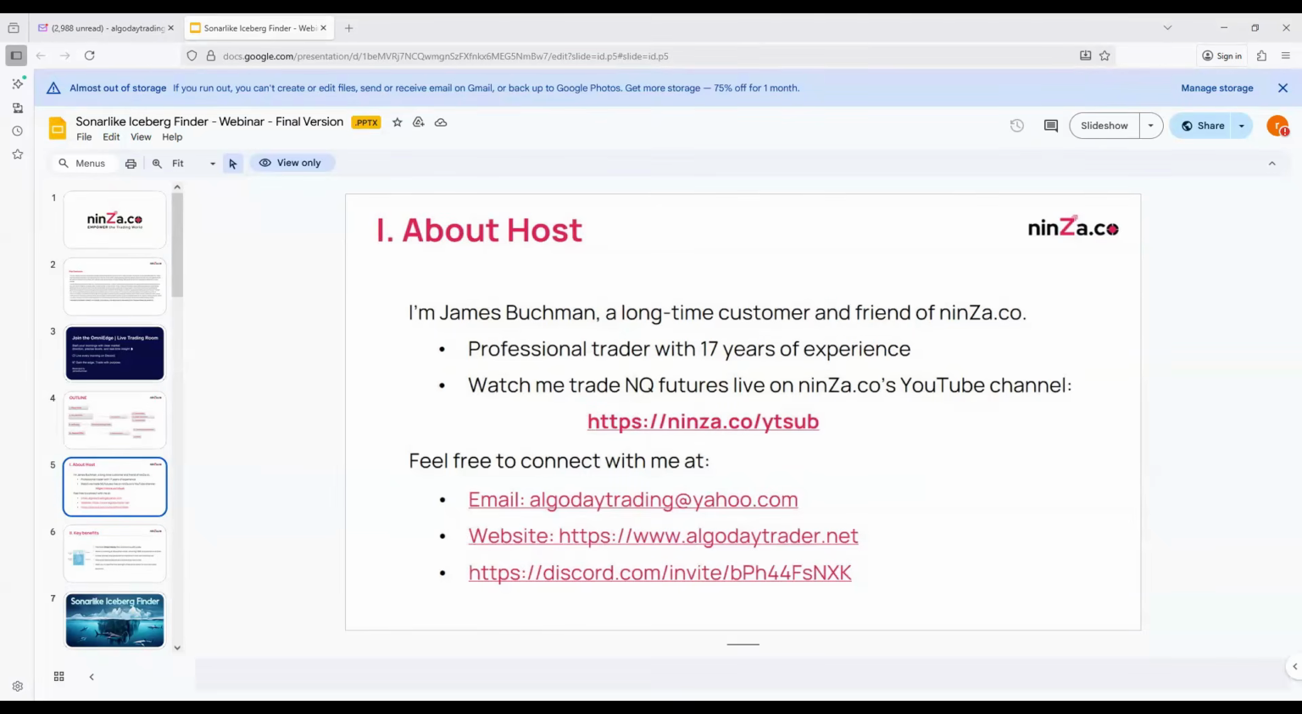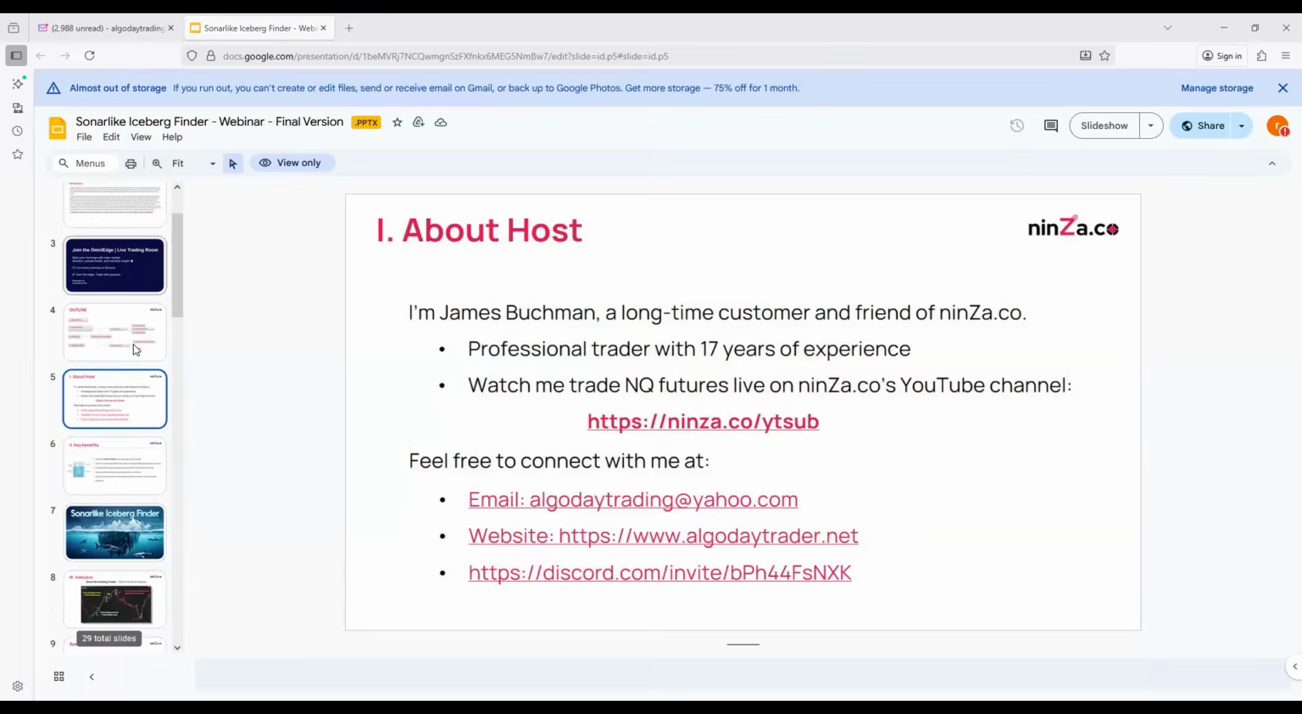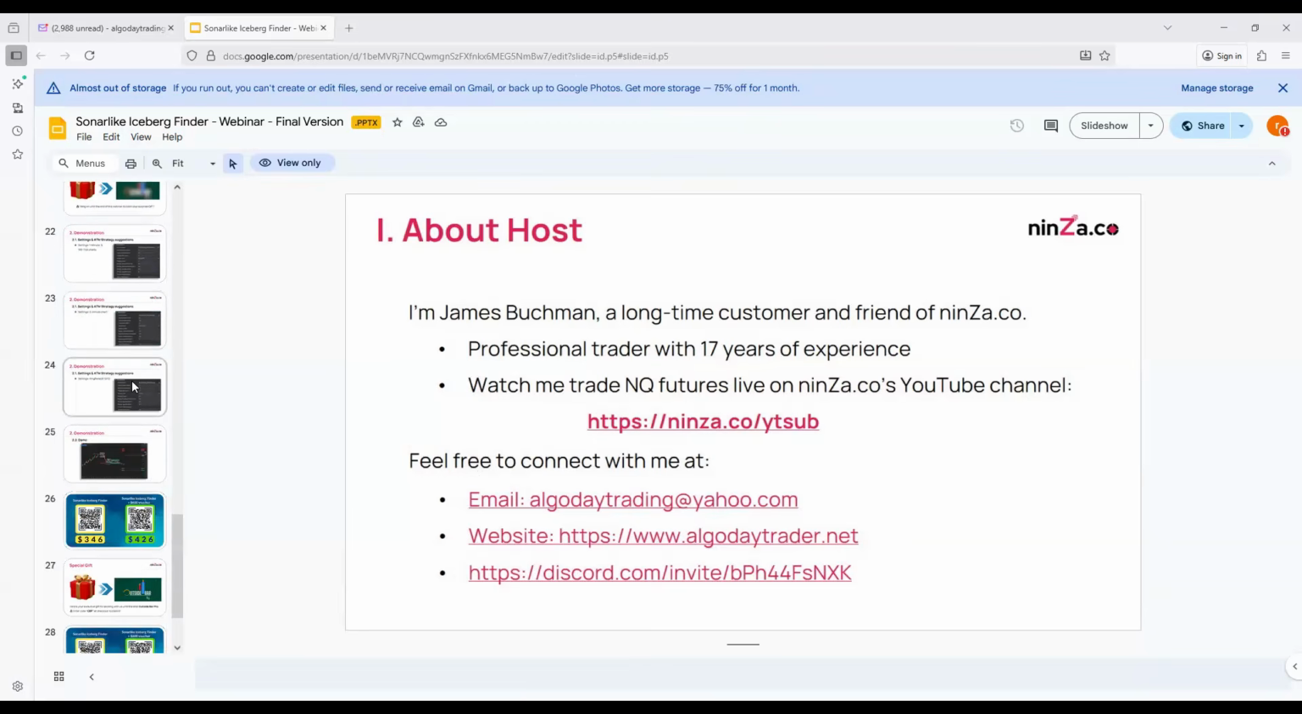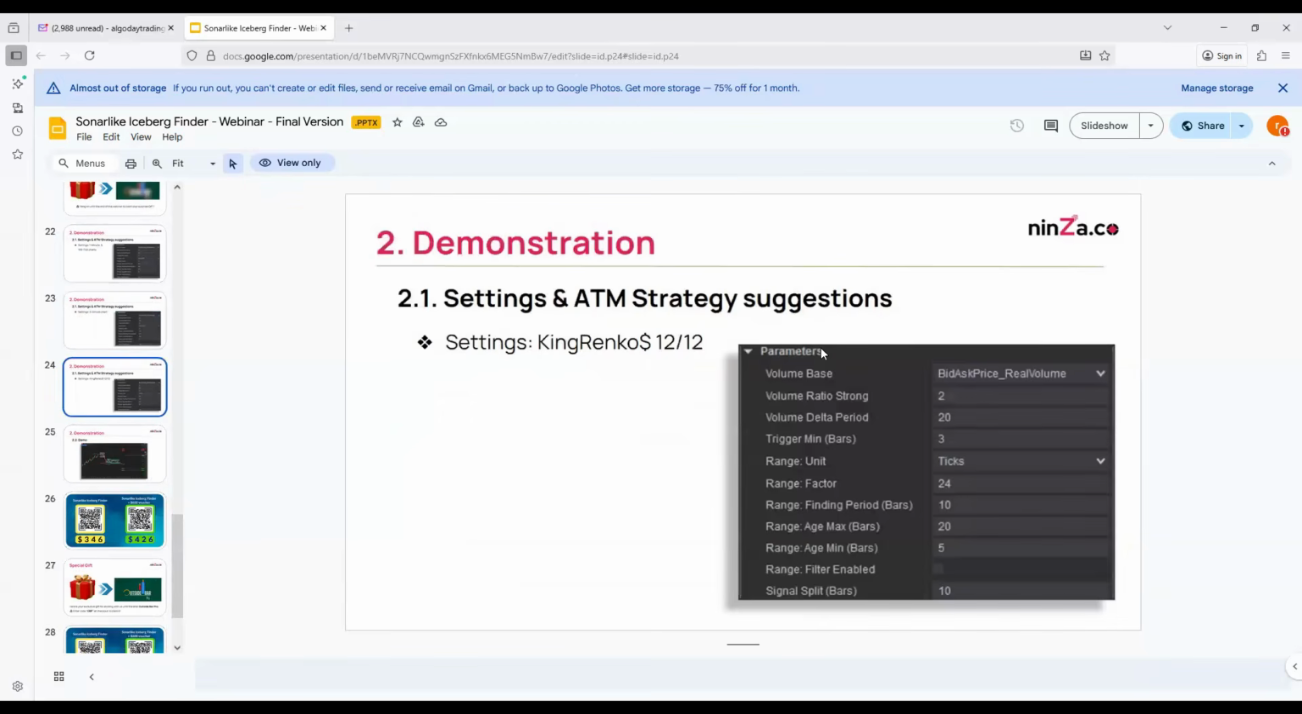NinZaFamily settings. Those King Renko settings. I don't think they gave me NinZaFamily settings. So again, get in touch with their support. I'm sure they have something. This is the King Renko settings, but try these.